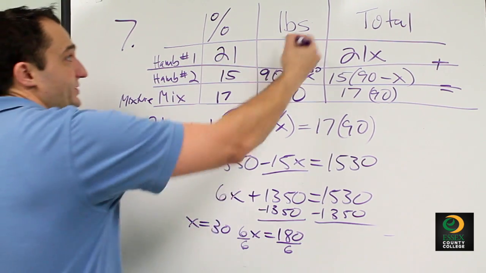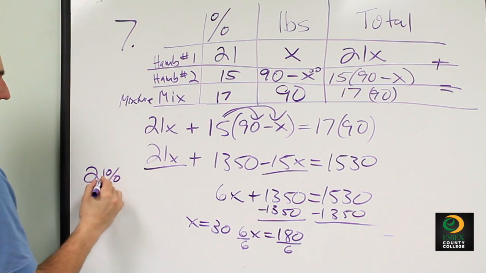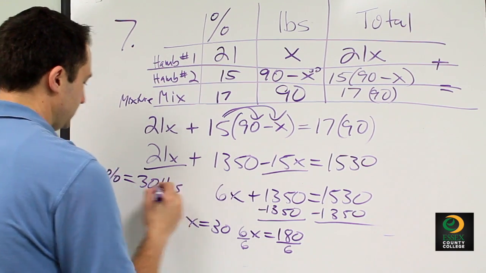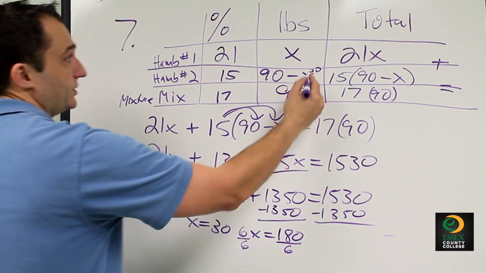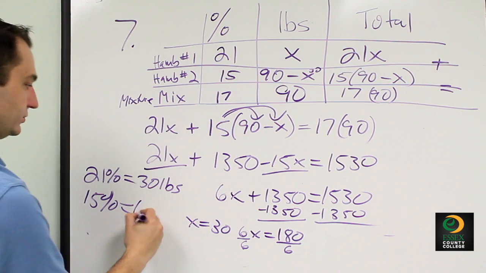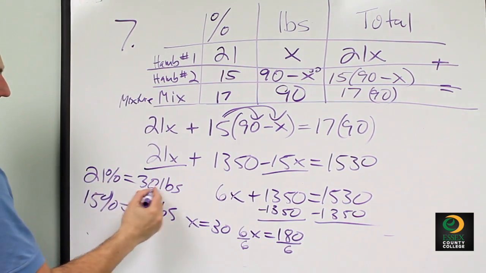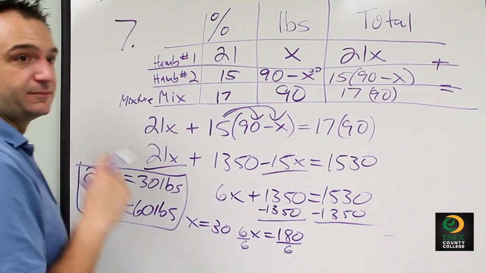We're going to take 30 and substitute it back into our chart. So of the 21% hamburger, you're going to have 30 pounds. And of the 15% hamburger, you're going to take this 30, substitute it back in for X, so you're going to have 90 minus 30, which will give you 60 pounds. So the answer for number 7 would be 21% of the 30 pounds and 15% of the 60 pounds.